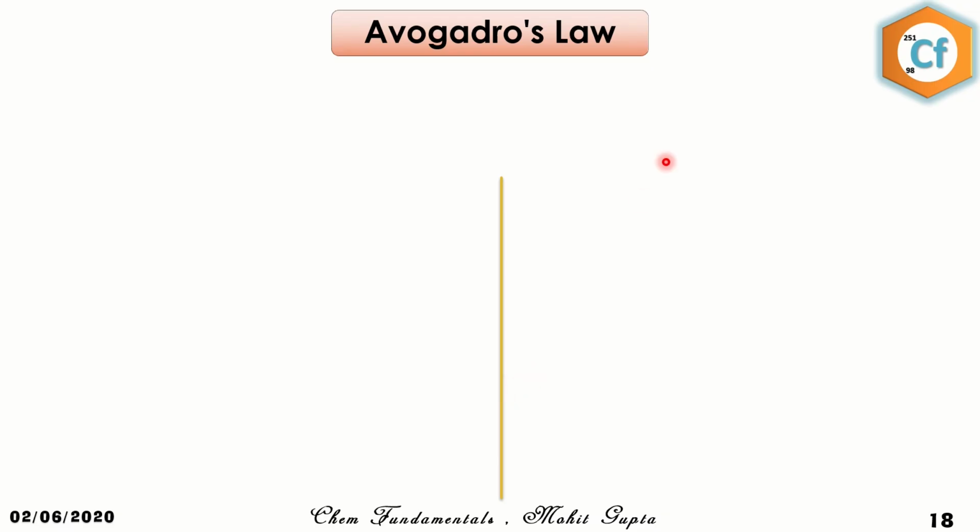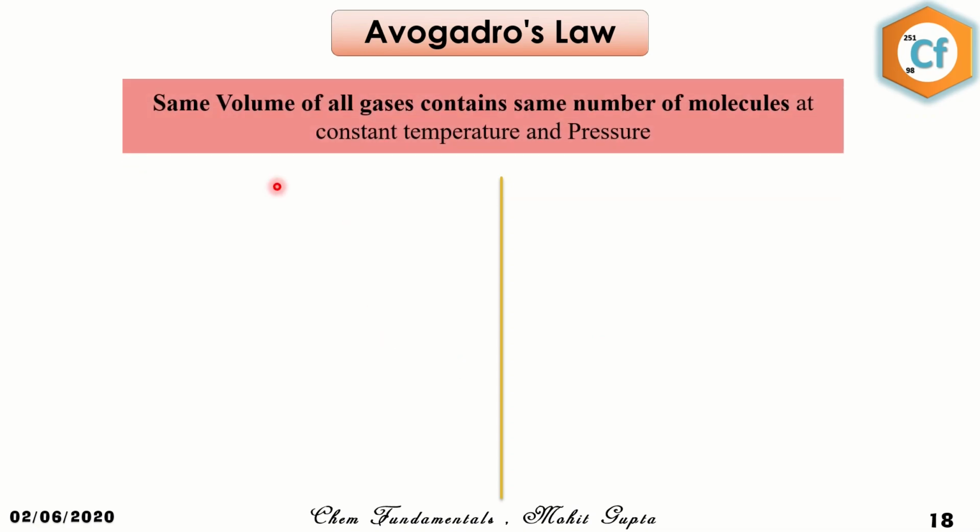The next is Avogadro's law. According to Avogadro's law, the same volume of all gases contains the same number of molecules at constant temperature and pressure. So if you take the temperature and pressure constant, in that case, all the different gases having the same volume would contain the same number of molecules. So here you have taken the same volume.